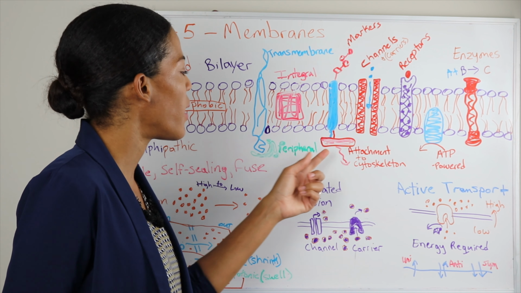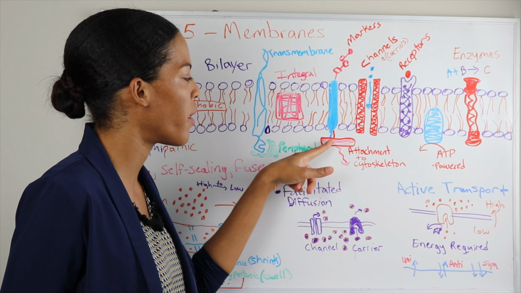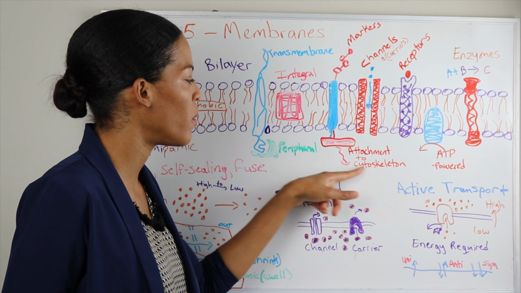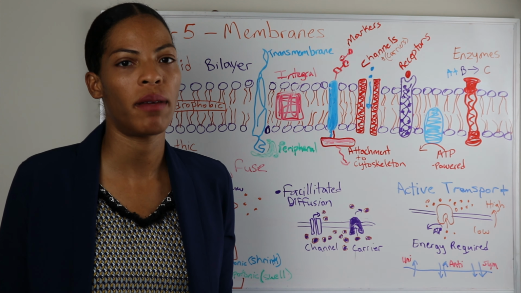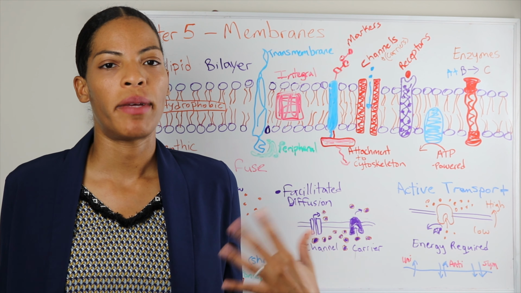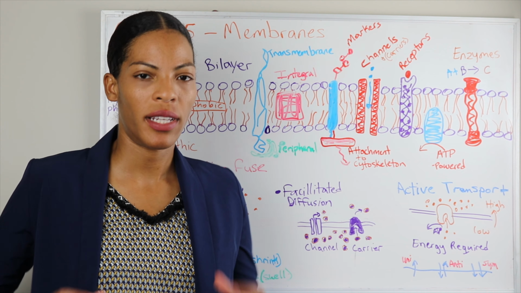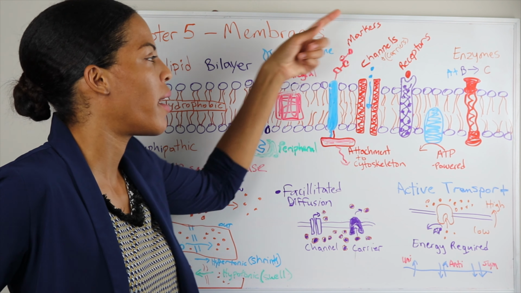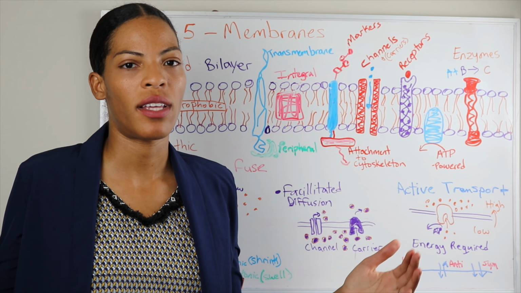So there are certain attachment proteins that will anchor the cell membrane to, let's say, the cytoskeleton sometimes, so that the membrane is stable and it's not moving too much, especially if it's a type of cell where it needs to be anchored. It could also be anchored outside to the extracellular space.